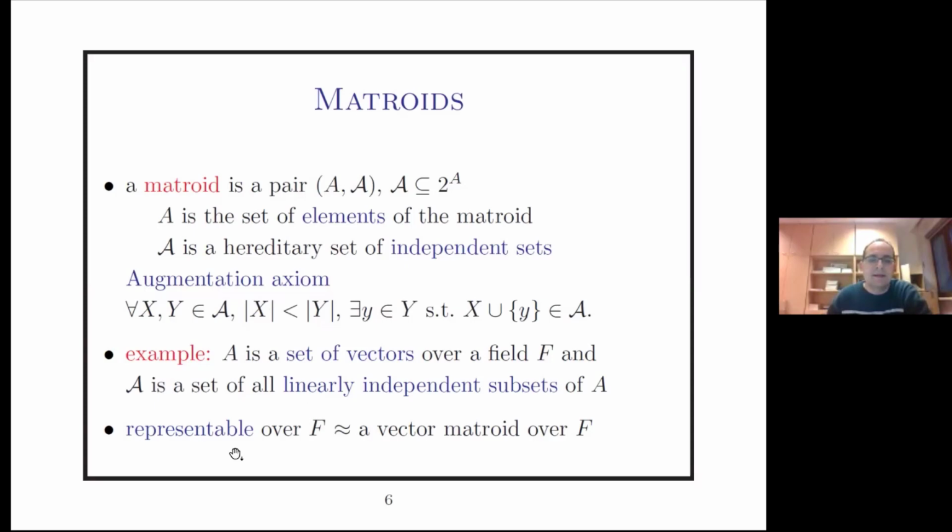And I will be saying that a matroid is representable over a particular field if it's isomorphic to a vector matroid over that field, meaning I have an isomorphism between the elements that preserves the independent sets. And sometimes I will also be talking about F-represented matroids, which I would like to emphasize is not only representable, but I'm actually given the matroid by a particular representation over a field F.